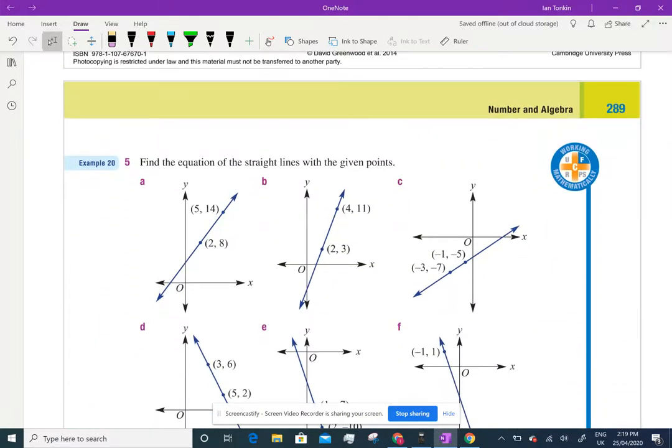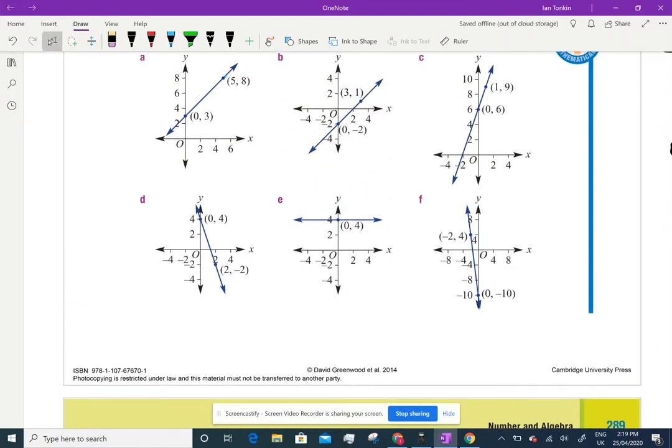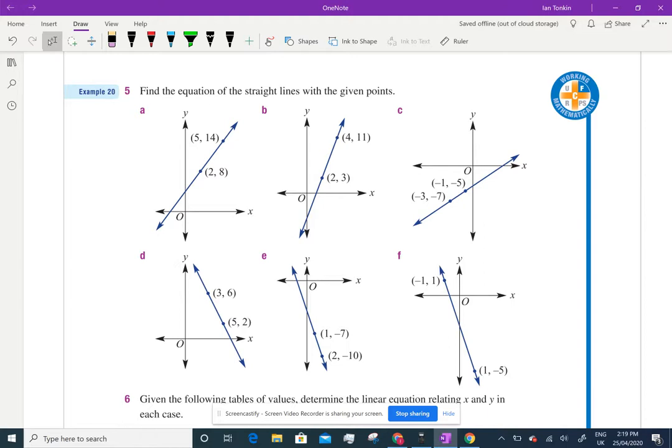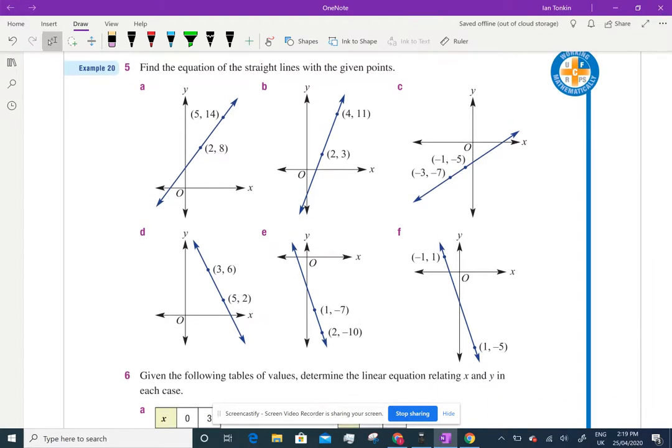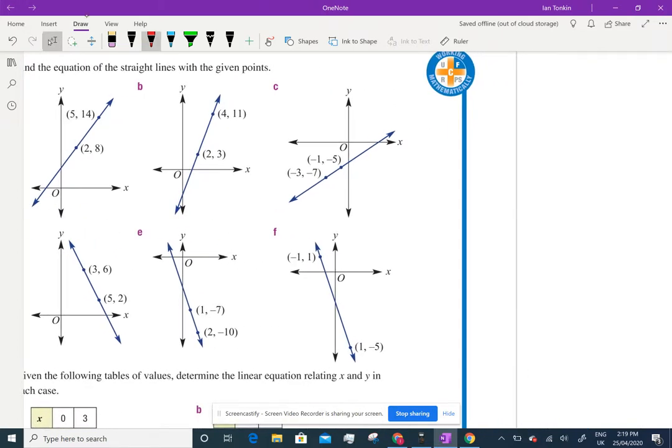Now here they haven't given us the grids on the x and y axis, but we don't need them. So again, I'll do A, D, and E. Now the problem is they haven't given us the y-intercept. All right, they haven't given us the y-intercept, but I'm going to show you how to find that using the equation. So y equals mx plus c.